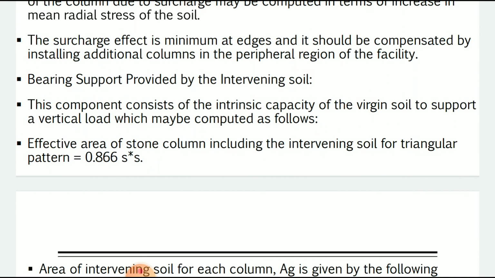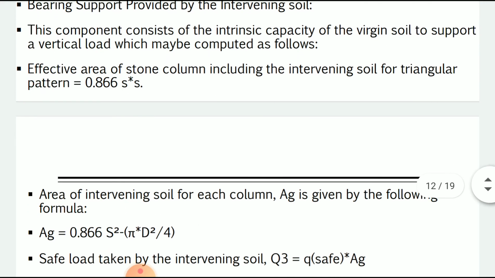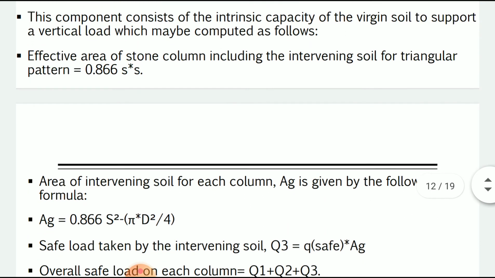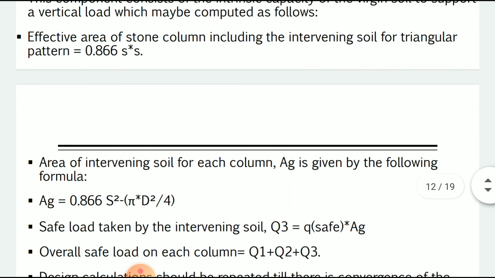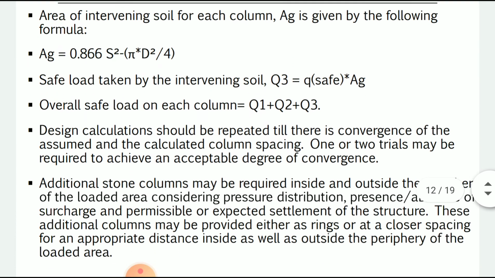Then the surcharge effect is a minimum at the edge. It should be compensated by installing additional columns in the peripheral region of the facility. Next, the support provided by the intervening soil. The component consists of the capacity of the virgin soil to support a vertical load, which may be computed as follows. The effective area of the stone column including the intervening soil for the triangular pattern is 0.866 S into S. So these are the equations.